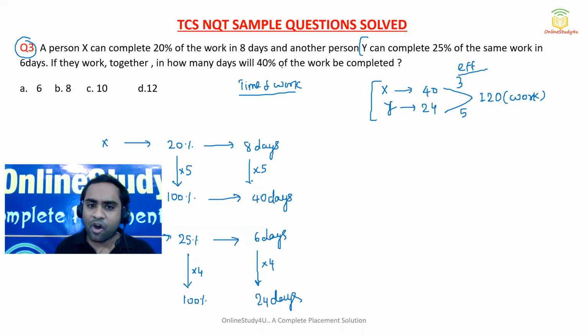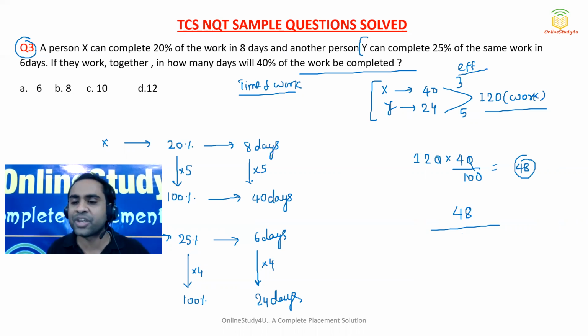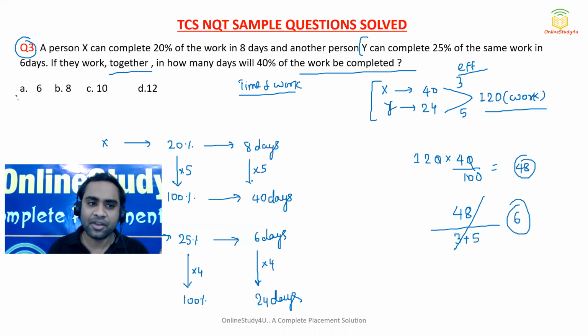Now, in how many days will 40% of the work be completed? Total 100% of the work is 120. Now 40% of the work will become what? 10 and 10 cancel, so 48 is nothing but 40% of the work. Now who is going to complete this 48 work? It has to be completed by X and Y together. X can complete 3 work in a day, Y can complete 5 work in a day. So together 8 per day, and 48 divided by 8 is 6. They will take 6 days to complete 40% of the work. I hope it is clear to you.